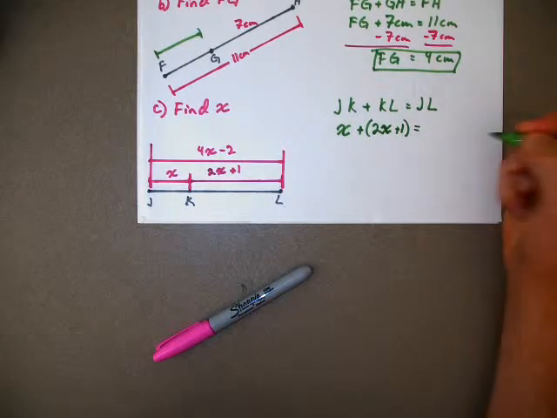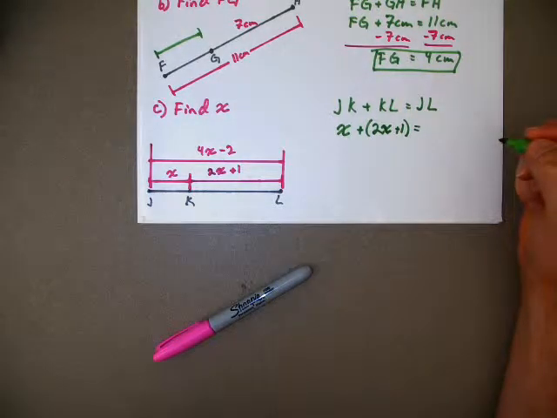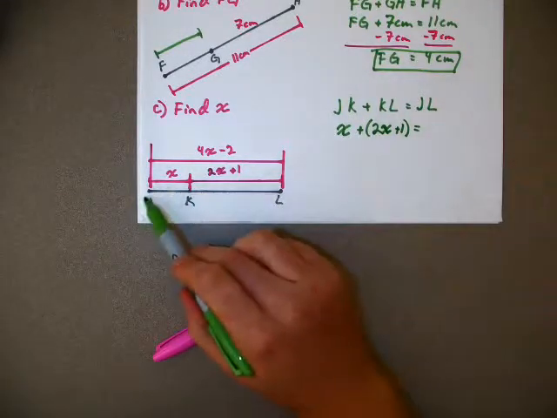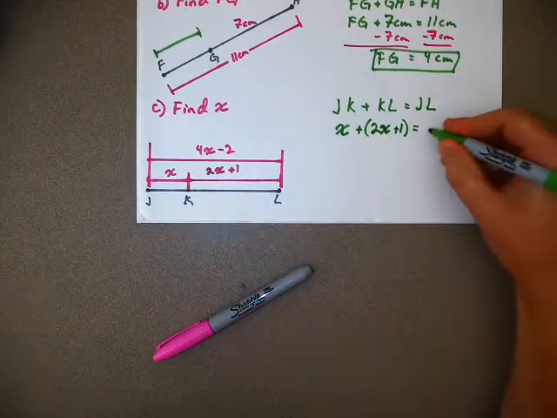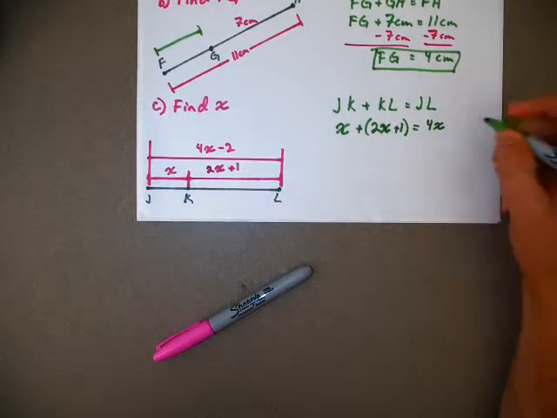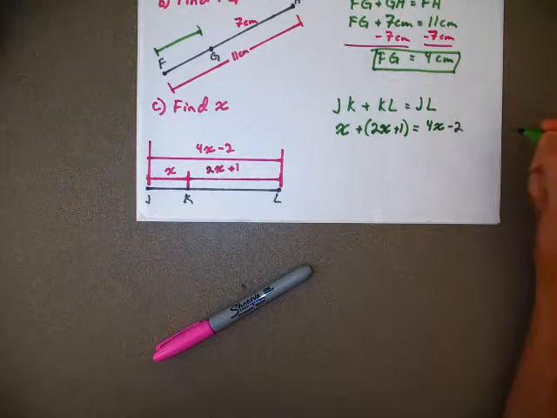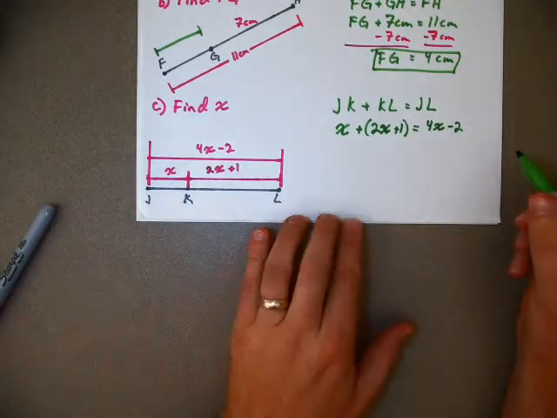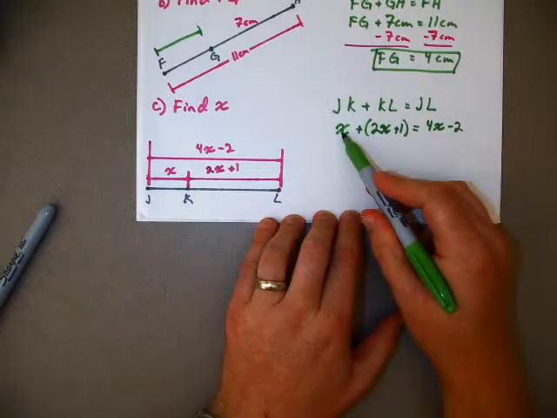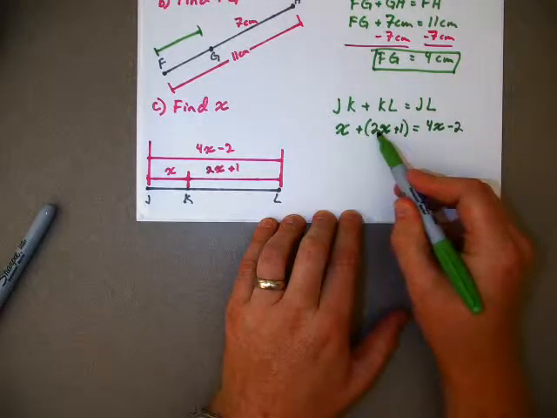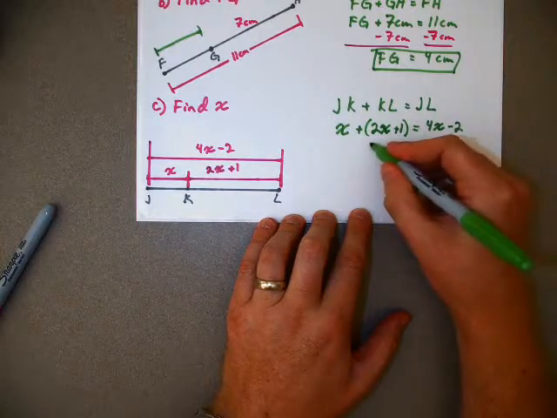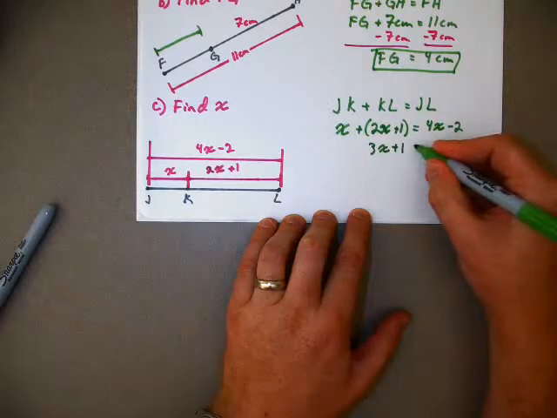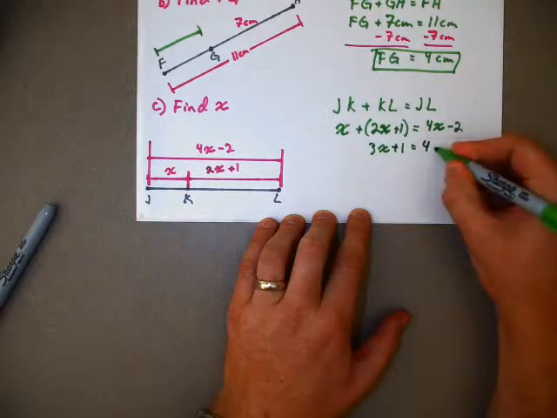I put it in parentheses. You don't have to, but you can if you'd like. It won't actually affect anything. And JL goes from here to here, so it's this large one. So it's 4 times x minus 2. Now I need to do some solving here. I'm going to combine like terms on this side. I have an x plus 2x, so that is 3x, plus the 1. I haven't done anything over here, so I'm going to bring this down.